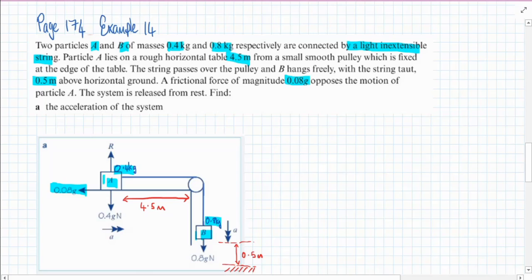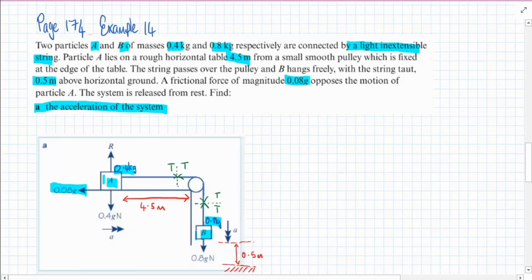We're told that the system is released from rest. Find a, the acceleration of the system. Now, with a pulley style question, we need to get our tension into the strings.